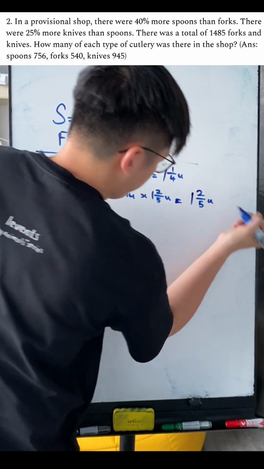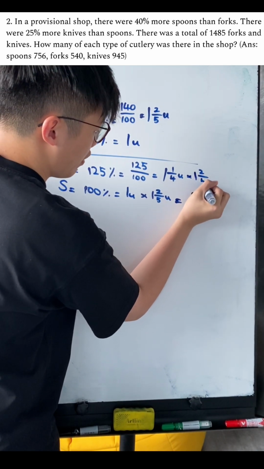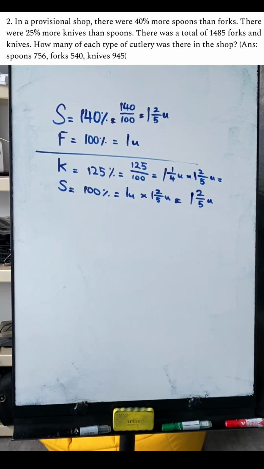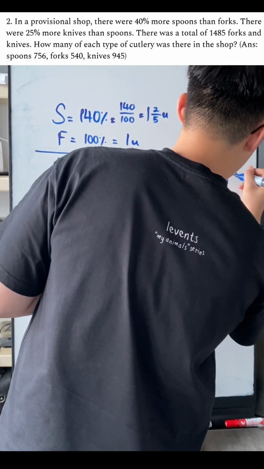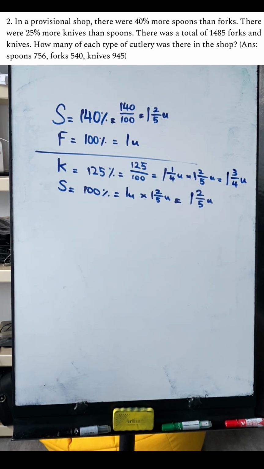True? Yes. For this, we also times 1 2 over 5. When I do something to my bottom, I must do something to my top. When I times, I will get to the answer 1 3 over 4 unit. Can you see the new fraction?